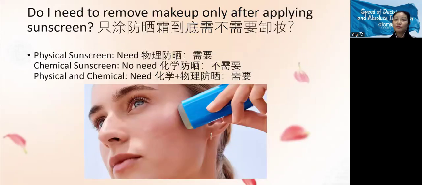Do we need to remove makeup before applying sunscreen? For physical sunscreen, yes, we need to remove the makeup. Whereas for chemical sunscreen, we do not need to. We just need to reapply on top. And for both physical and chemical, we also need to remove the makeup if we want to reapply sunscreen.